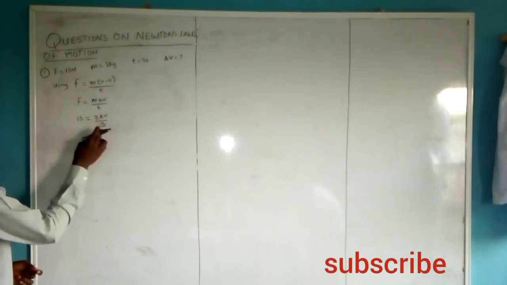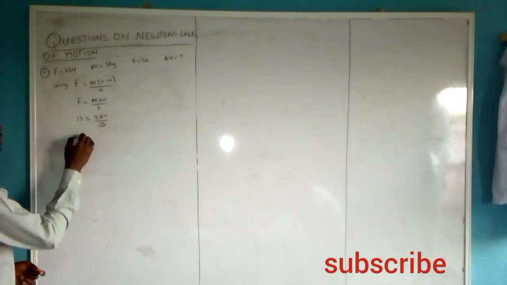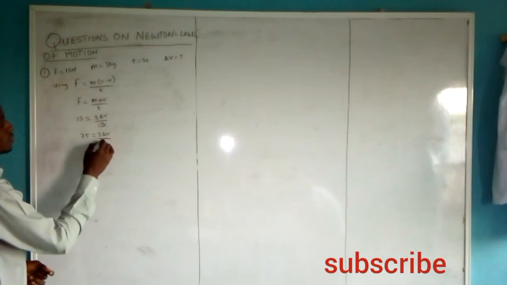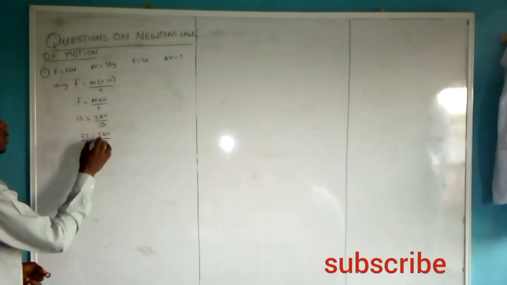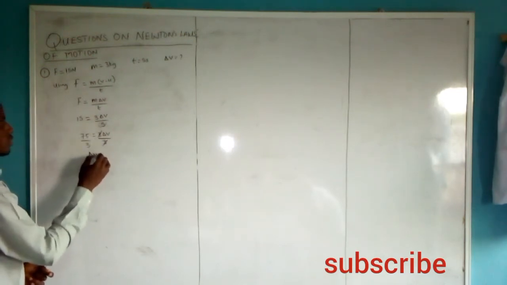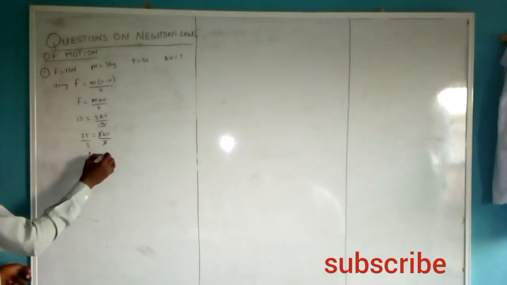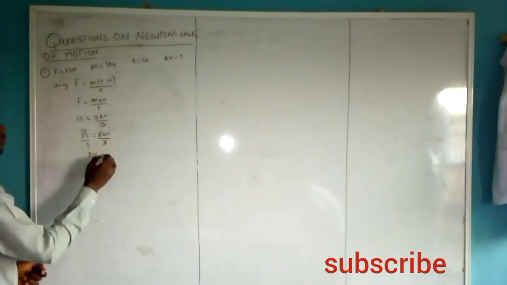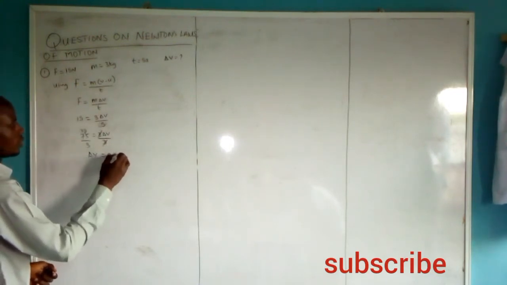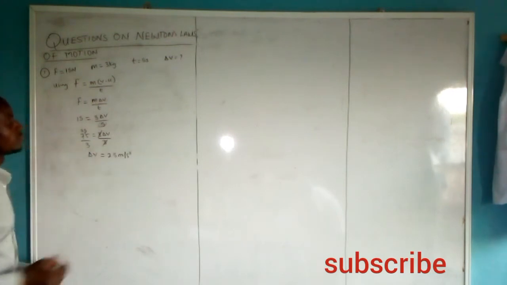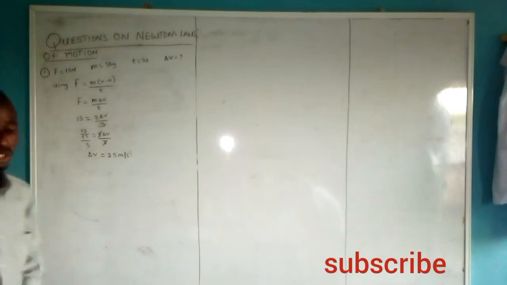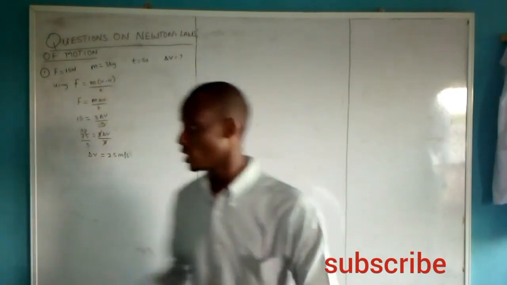So then we have 15 times 5, which is 75, equals 3 change in v. Dividing both sides by 3, the change in velocity of that body is going to be equal to 25 meters per second. So that is the change in velocity of the body. As far as that question is concerned, it is done.